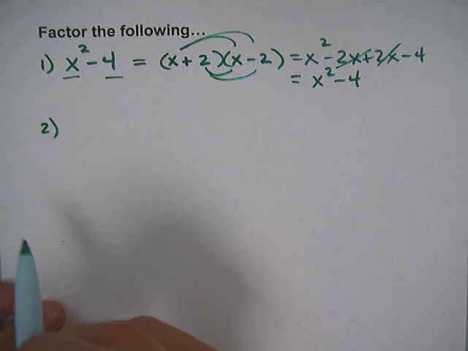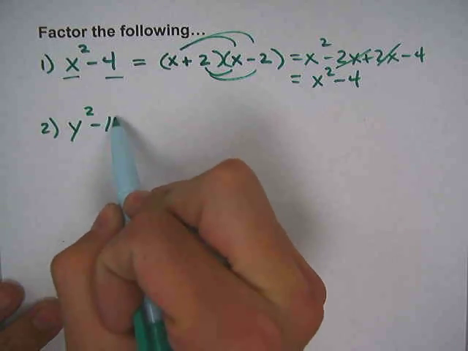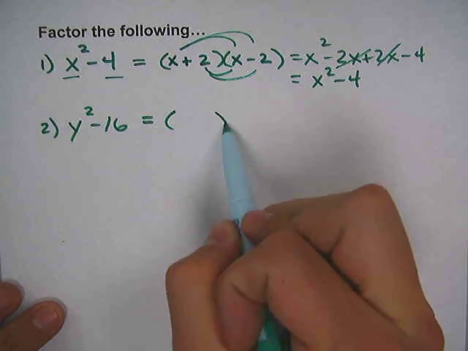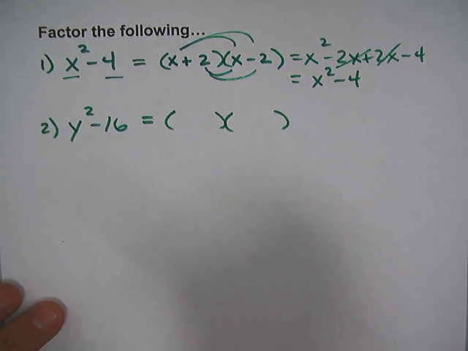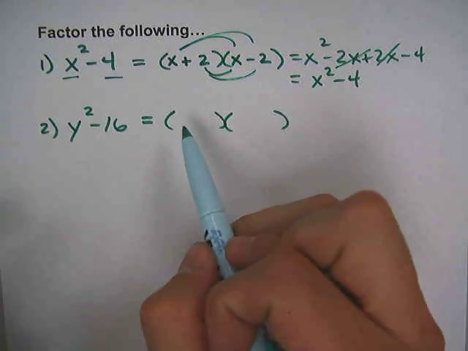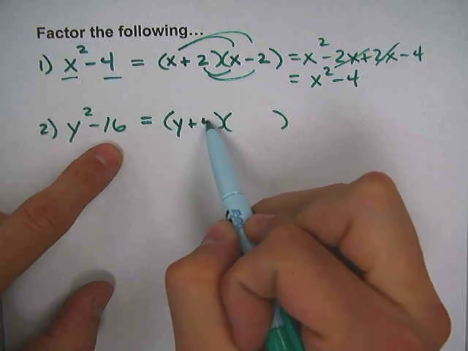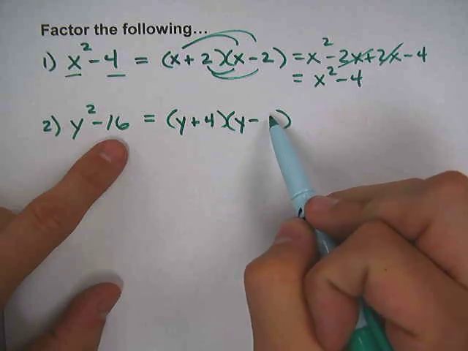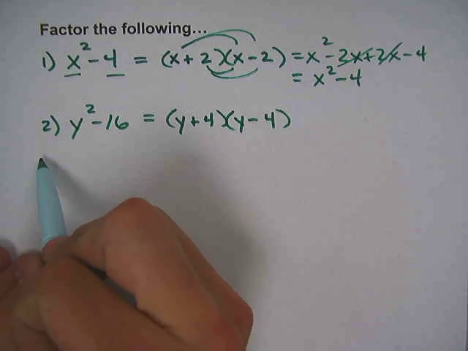So let's try a couple others to see if you're really understanding what I am talking about. Let's do one more easy one. Let's say it's y squared minus 16. So I'm going to start out double checking: perfect square, subtract. Alright, so I can do it. The square root of y squared is y, plus the square root of 16 is 4, and then the square root of y squared is y, minus the square root of 16 is 4. And there you go.